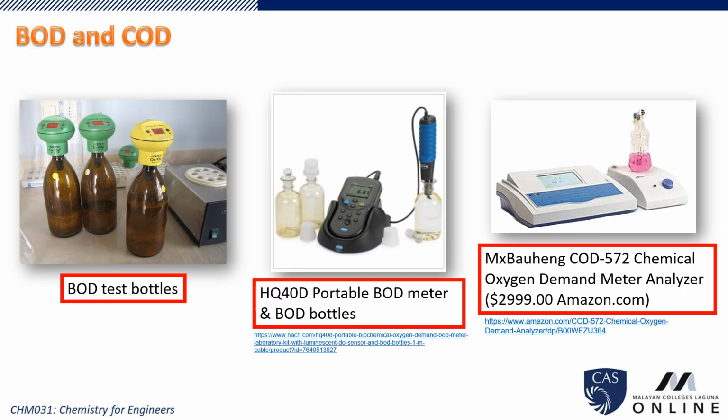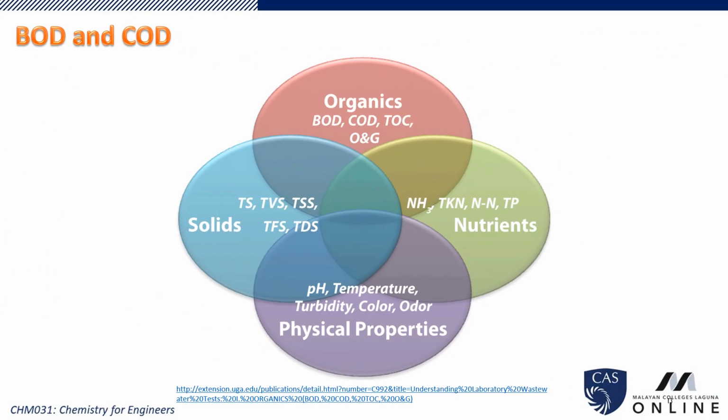BOD and COD are measured using specialized instruments such as BOD bottles and COD analyzers. These provide quantitative assessment of water pollution. Other indicators include TOC, or total organic carbon, and oil and grease. These represent the organic load in the water.